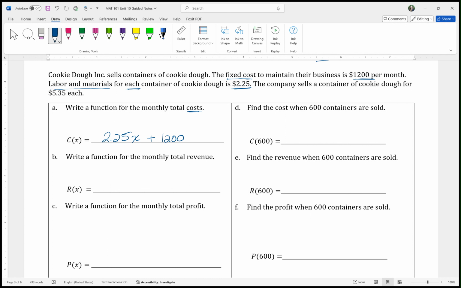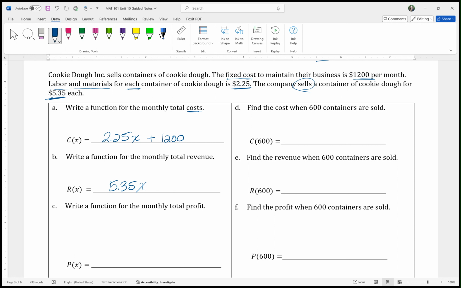Part B, write a function for the monthly total revenue. Revenue is how much they're charging per item times the number of items. The company sells a container of cookie dough for $535 each. This is going to be $535 times the number of items, which we don't know. That's going to be our X.